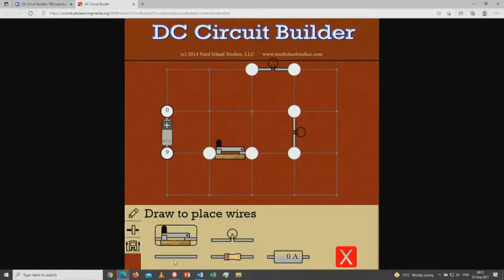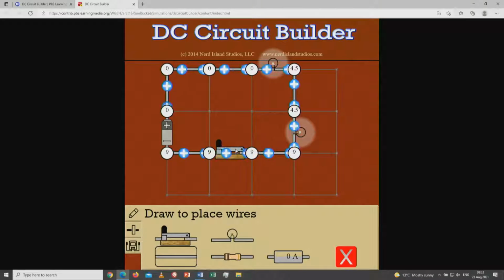Then you can finally put connecting wires. So once you have clicked on the connecting wire, you have the opportunity to place your wires wherever you want to. If you want to open the circuit, you can open the circuit by opening the switch. So that is how it goes.